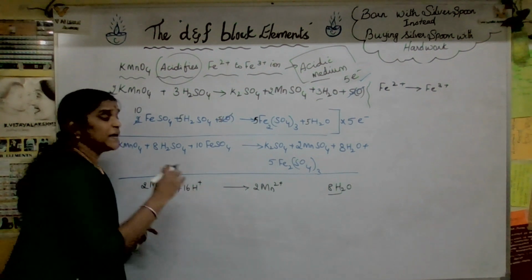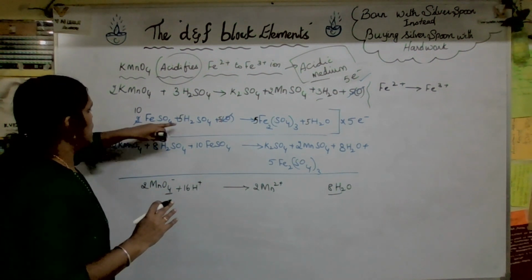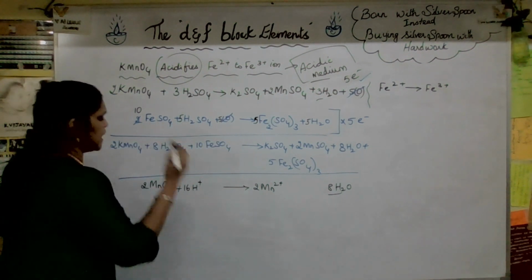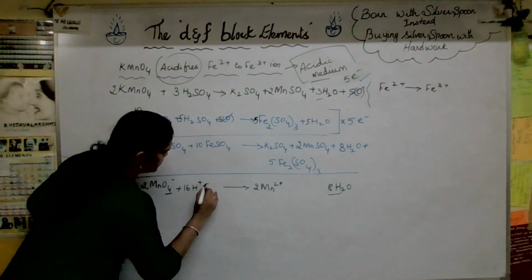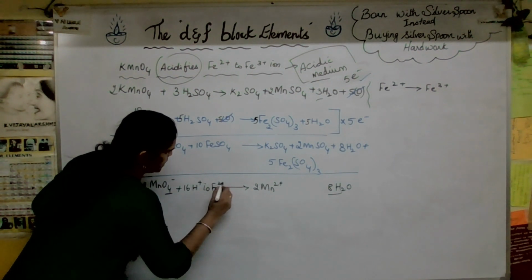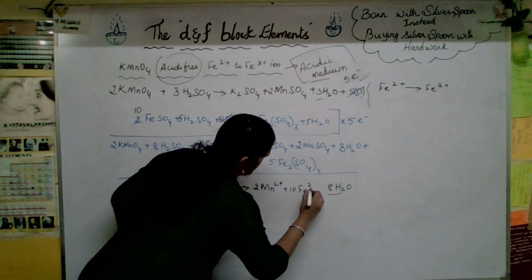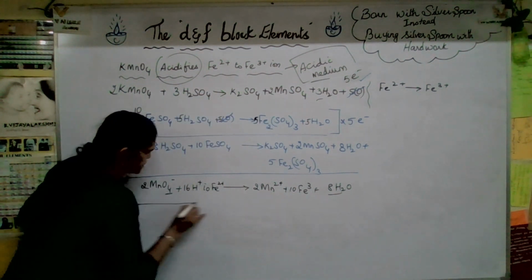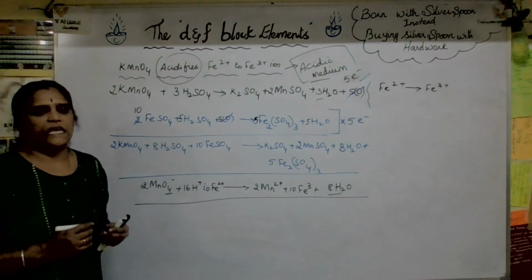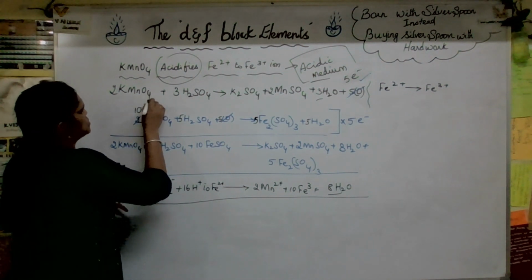Okay, now how many electrons are involved? 5 electrons. Here it is actually 5 twos are 10. So 10 Fe2 plus converts to 10 Fe3 plus. That's all. This is the skeletal structure of the redox reaction related to this equation. Hope you're clear with this, or else you can write it this way also.